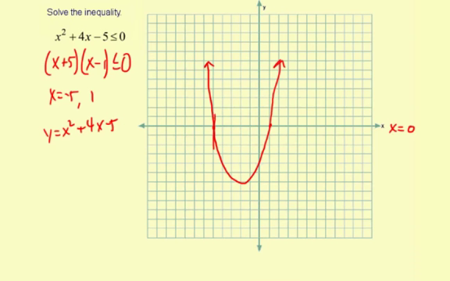So right here at x equals negative 5, that's an x-intercept. X equals positive 1 is an x-intercept. So you're going to be less than 0 or equal to 0 at negative 5 and all the values of x up until positive 1. So your answer for the inequality is x is greater than or equal to negative 5, less than or equal to 1.